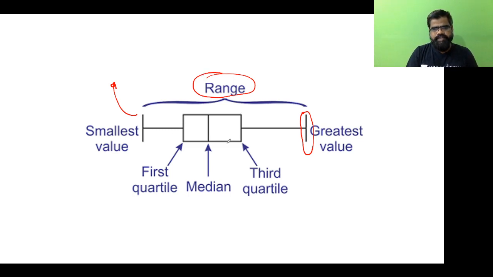When we see the quartile, this box, this line is the first quartile. The middlemost line, obviously, is the second quartile, or you can say median, not a problem, both are the same. So this is your second quartile or median, and this is your third quartile. So these are the different parts of a box and whisker plot. You start with the smallest value, greatest value, and you have the box: first quartile, median, third quartile. Okay.